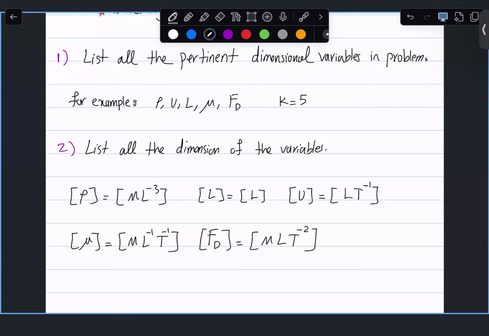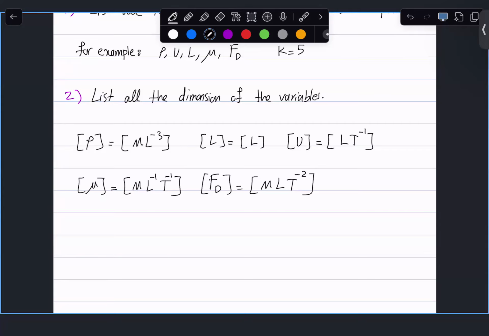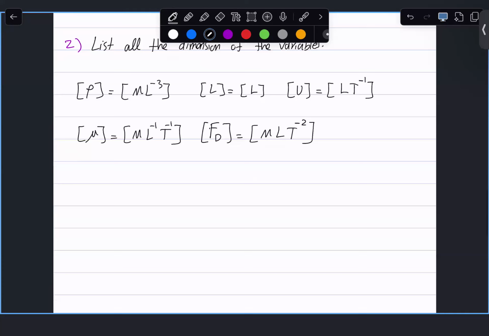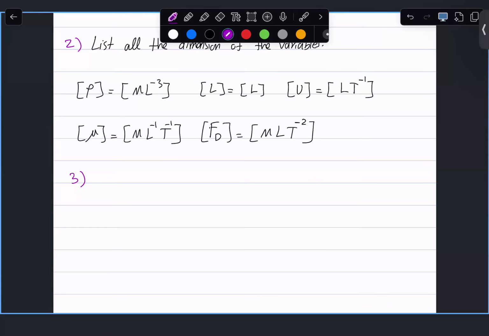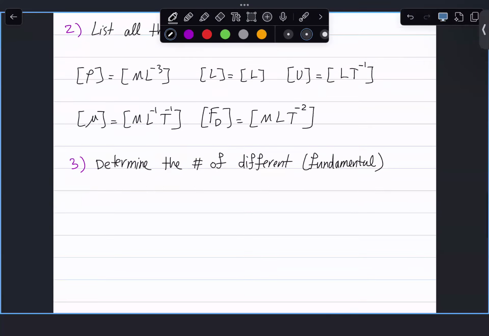And please stop me if you get confused on any step, okay? Very important. Okay, next step is to determine the number of different, sometimes called fundamental, dimensions in your problem.